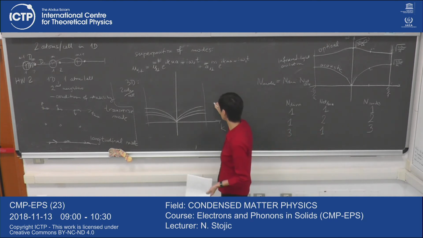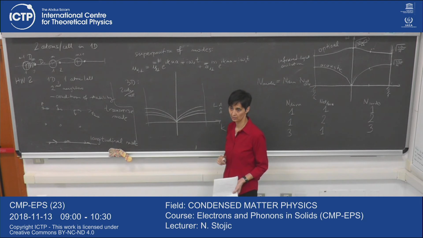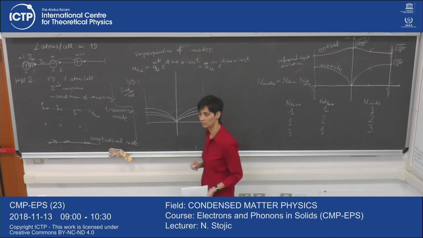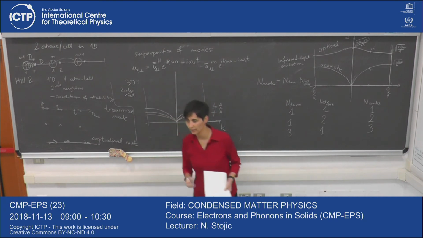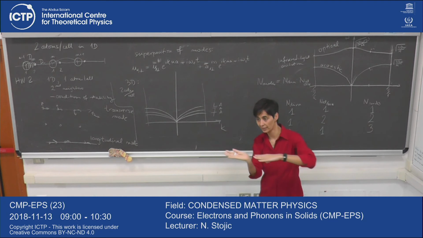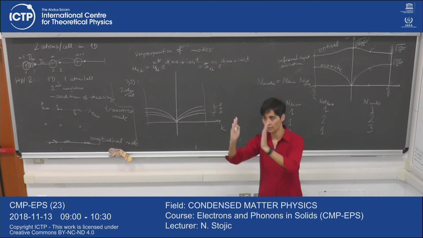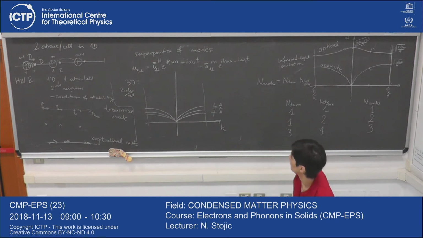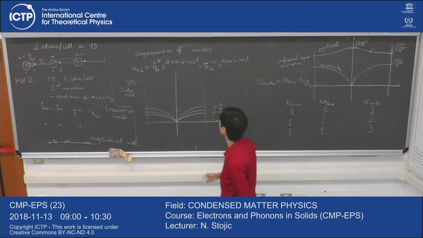And this one normally has a higher frequency than the transverse ones. So you can imagine that along the K, they are moving all in phase, but it can be up or down and left or right. And how many optical modes?